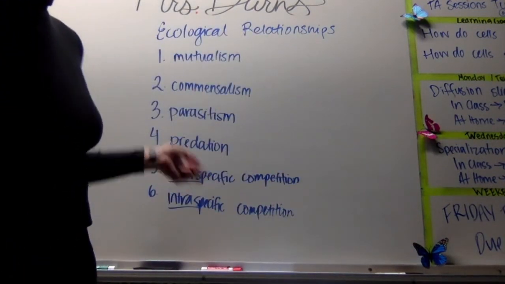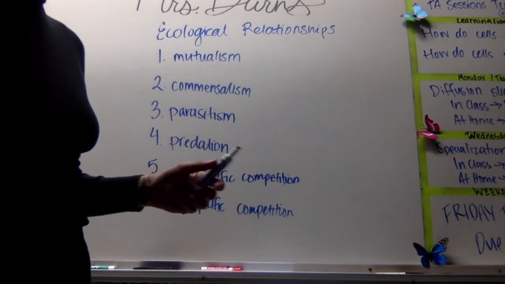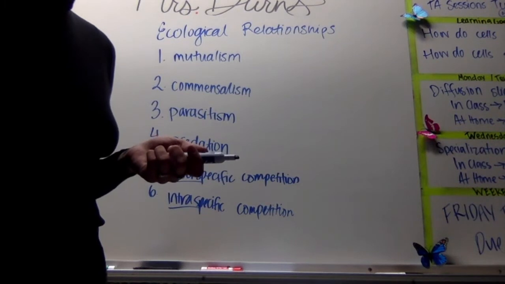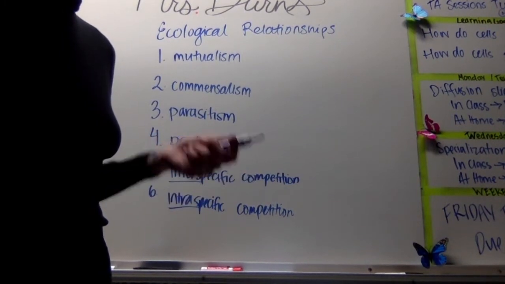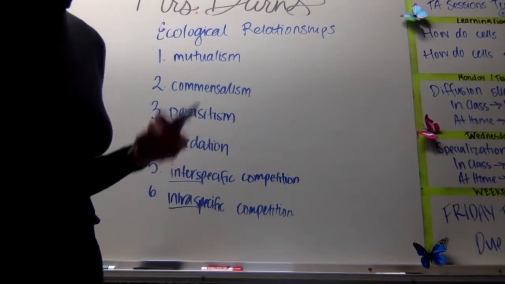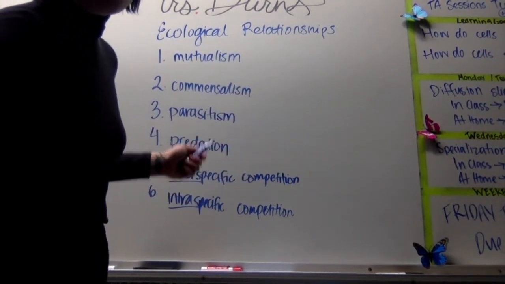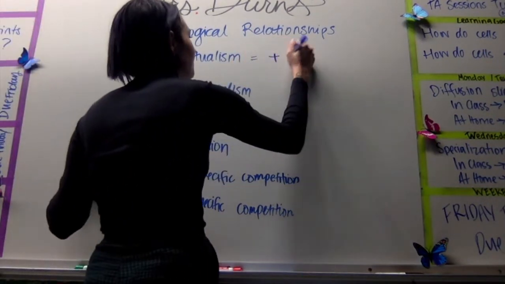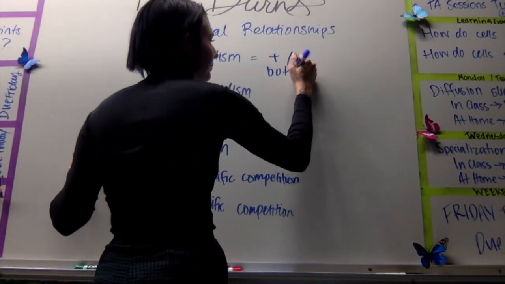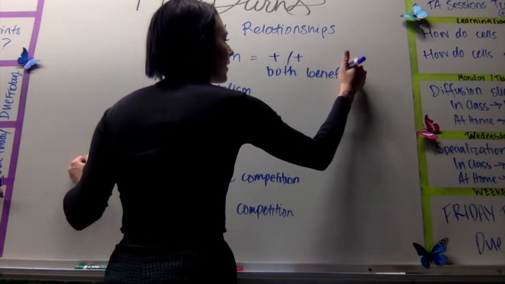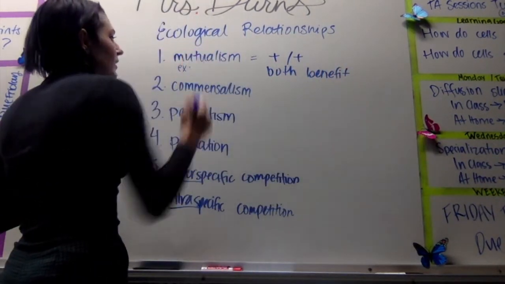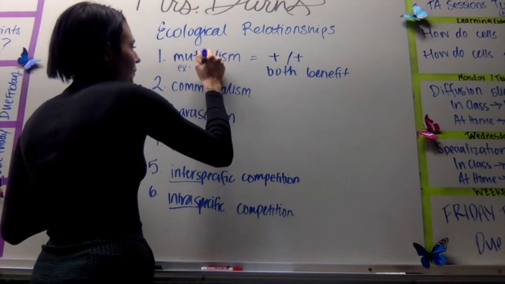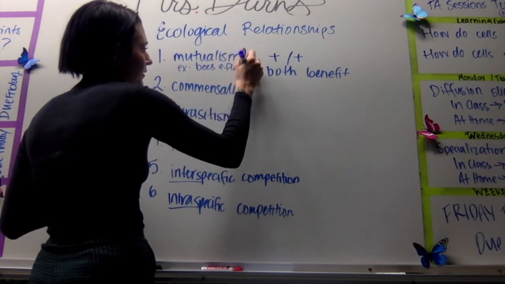So, looking at these 6, hopefully, like I said, one of these at least sounds familiar to you. And these are really some of my favorite parts of ecology because I love to see how species interact with each other. I love to see how they evolve with each other. Let's go ahead and go through each of these specifically. So mutualism is plus plus, both benefit. And so an example might be bees and flowers.